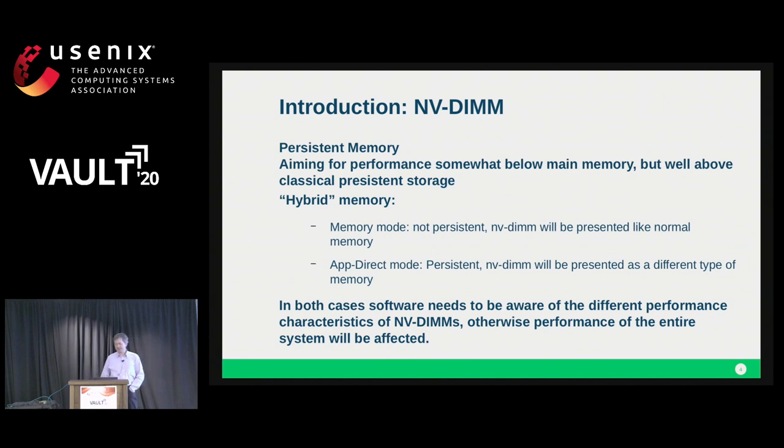Anyway, the whole thing can be run in two different modes. It can either look like normal memory, or it can be put in something called app direct mode, which means it's not memory, it's more looking like a storage device, but not quite, with some specific features which normal storage devices don't really have. In both cases, software needs to be aware that this is a different type of thing. Otherwise, you just essentially kill the performance of your entire system.